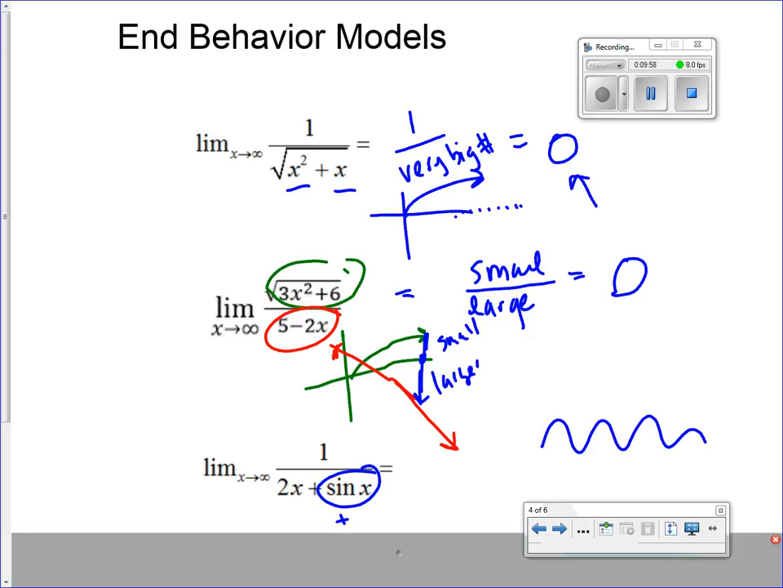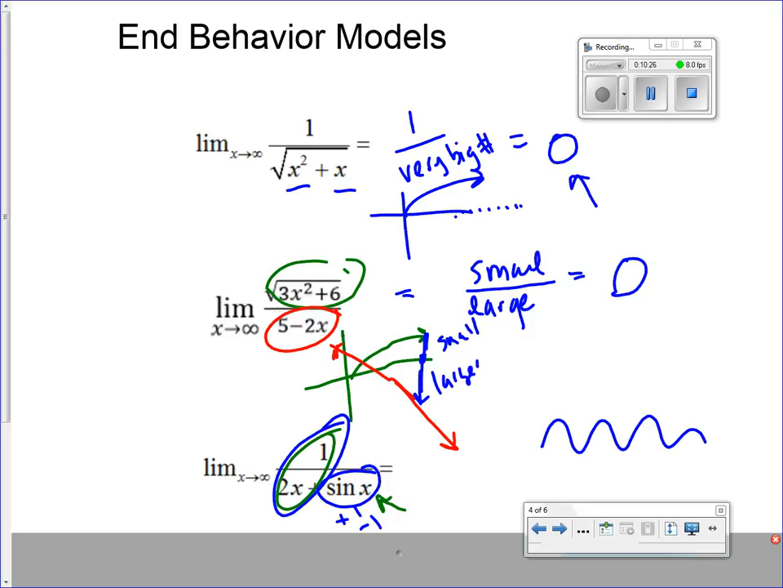As you get really, really big, adding 1 or subtracting 1 in the denominator, a really big number plus 1, it's still a really big number. A really big number minus 1, still a really big number. So we can actually ignore the sine x part. So we're going to have 1 over 2x. This is what's called the end behavior model. It's saying that if you graph this original function, and then you graph 1 over 2x, as you get to the ends of your graph towards infinity, those graphs are basically the same. And that's the analysis I'm going through here.